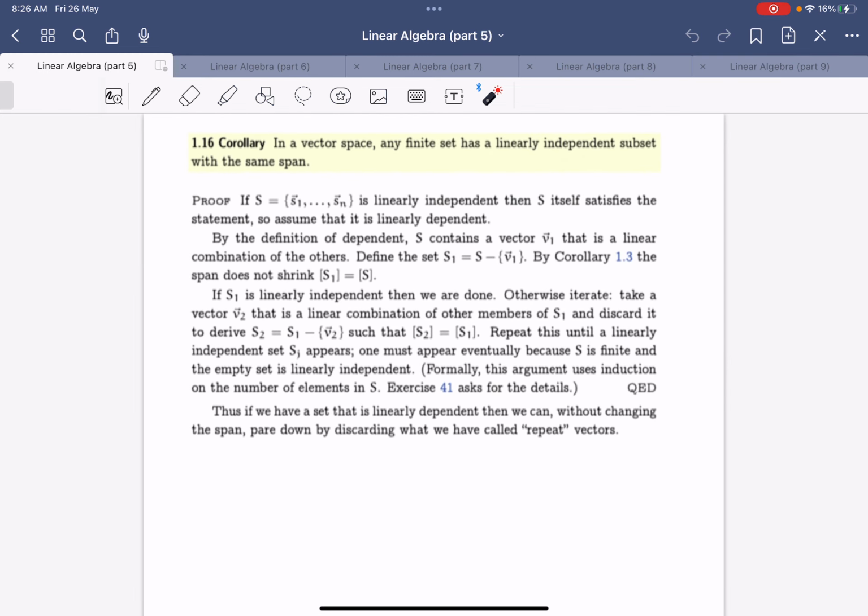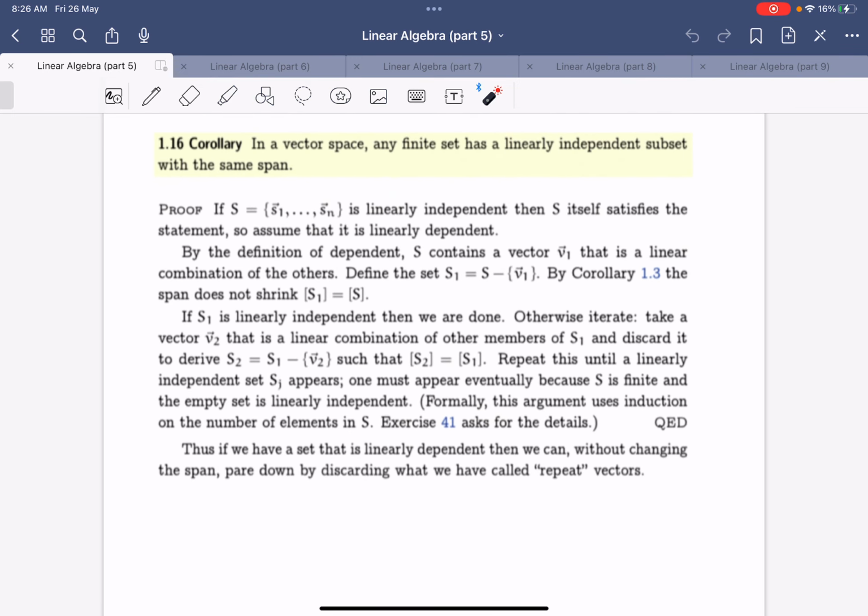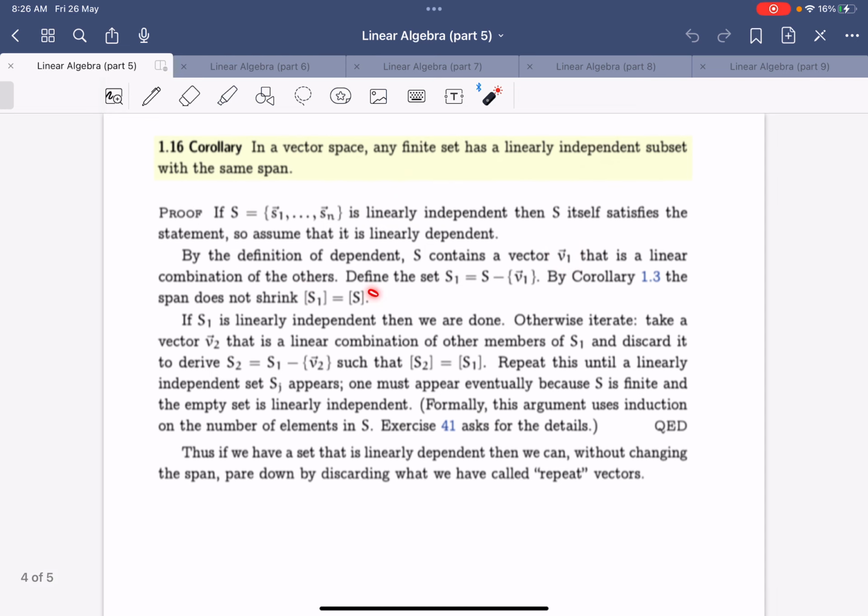And next, we show that in a vector space, any finite set has a linearly independent subset with the same span. So for a finite set, you just take this, and it will be linearly independent. If it's linearly independent, then S itself satisfies the statement. So we assume that it's linearly dependent. Then you can just find the vector that is a linear combination of the others and remove it, and it'll still be the same span. And if it's linearly independent, then we are done.